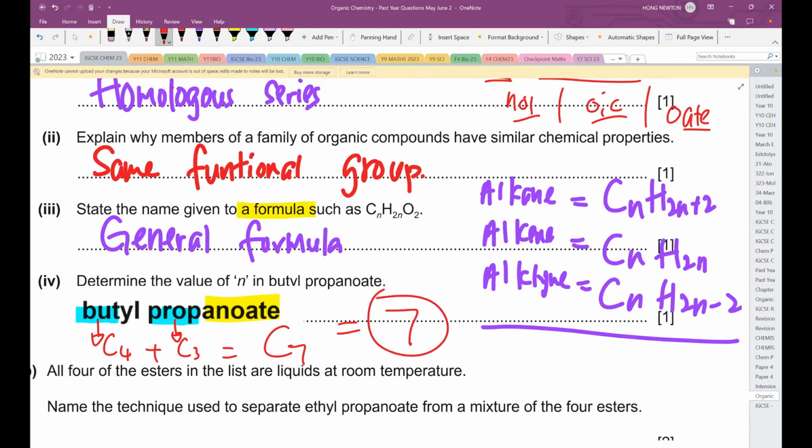Like this. The answer, if you only give 3, not correct. If you only give 4, also not correct. They have to merge it together, because they say how many is the value of n, meaning how many carbon. So here they're actually asking you how many carbon. The n, right? So add up. Butyl is 4, prop 3. Okay, 4 plus 3, 7.